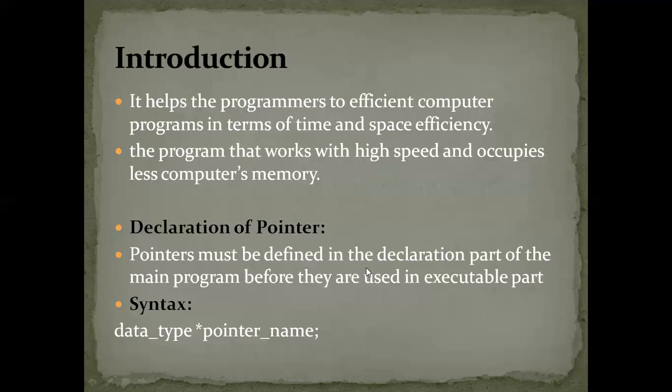Pointers must be defined in the declaration part of the main program before they are used in the executable part of the main. Okay, so this is the syntax: data type, asterisk or star, pointer name, where data type can be any data type like integer, float, character, double, and pointer name is a valid identifier. Okay, so move on to the next slide.